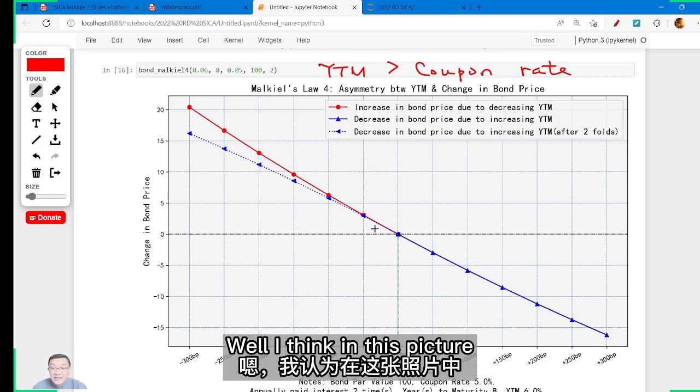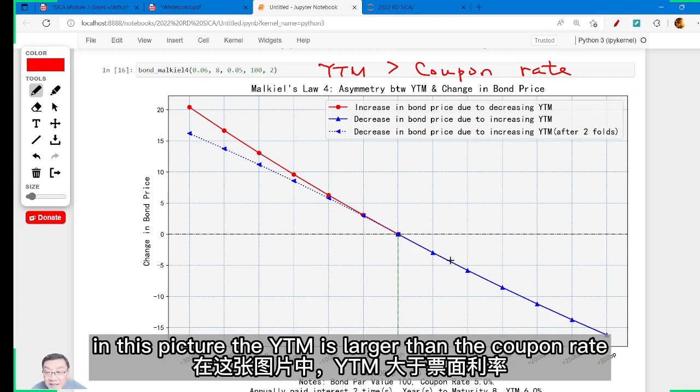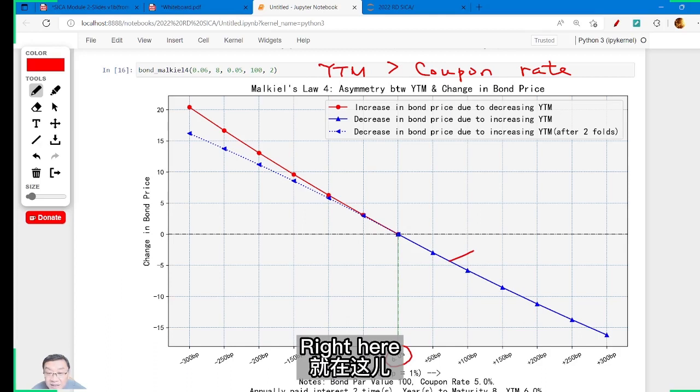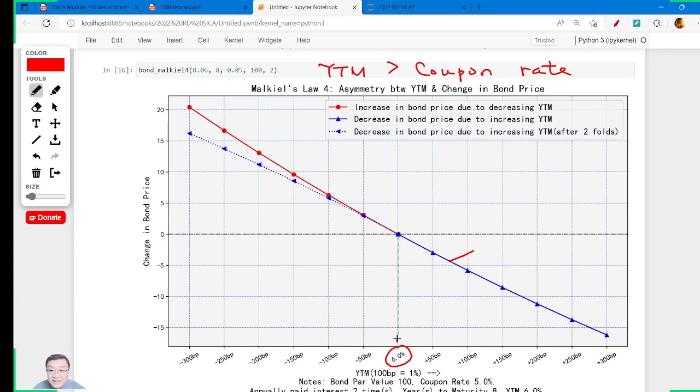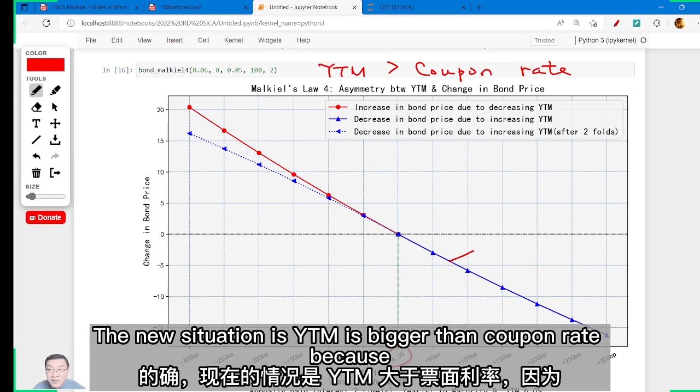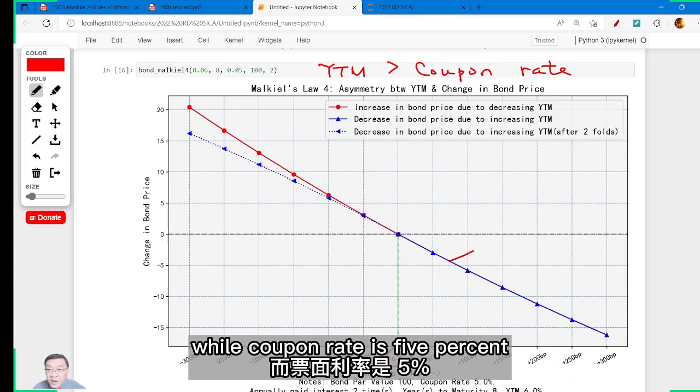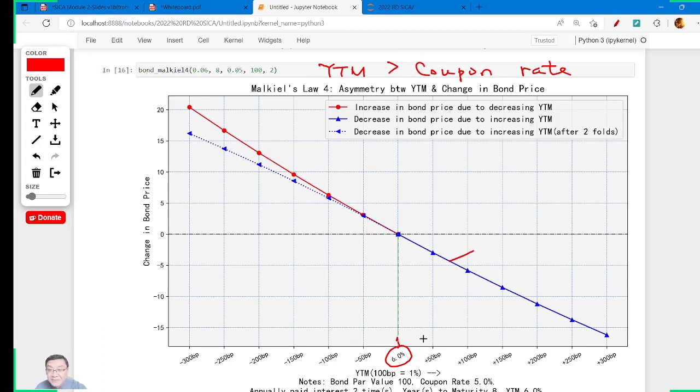Well, I think in this picture, the YTM is larger than the coupon rate. YTM is still 6% here, right? Yeah. Let me see. The new situation is YTM is bigger than coupon rate, because YTM here is 6%, while coupon rate is 5%. Right? Yeah.